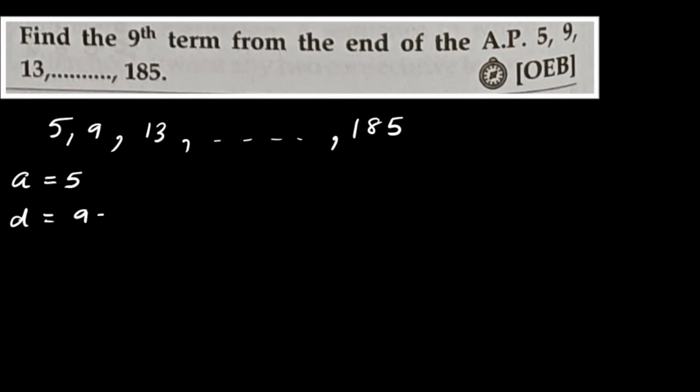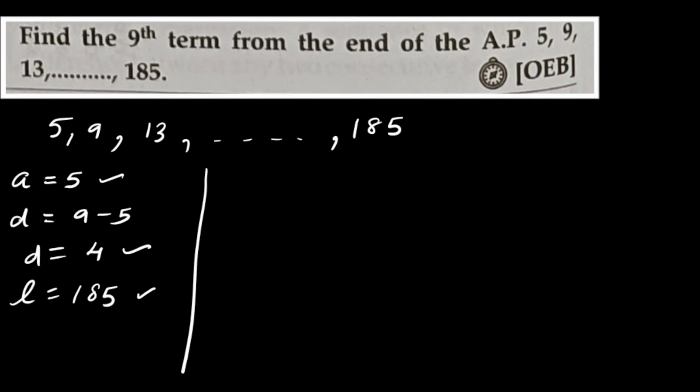Next question. It's given to us: find the ninth term from the end. The AP given to us is 5, 9, 13 up to 185. So A is equals to 5. D we can find: 9 minus 5 is equals to 4. So D is equals to 4, and the last term of this sequence is 185.